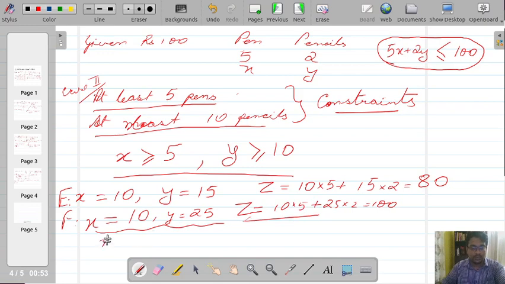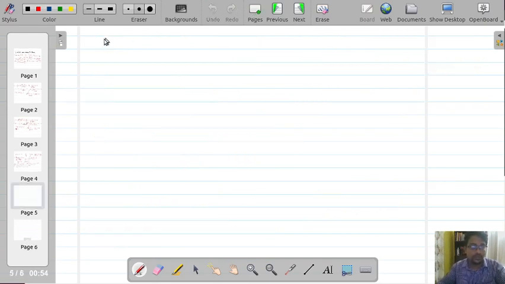Say for example, x equal to 16. So if x is 16, then z equals 80 plus another 20 is required. So I can take x equal to 16 and y equal to 10 as another optimal solution, because in that case also the value of z will be 100. So you see this particular problem has got several solutions when we impose constraints as well. We can impose other constraints also.